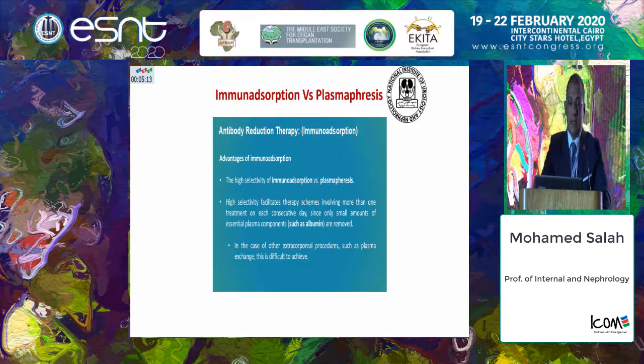This is the comparison of immune absorption versus plasmapheresis. Example, antibody reduction therapy, immune absorption. Advantages of immune absorption is it is highly selective versus plasmapheresis. High selectivity facilitates therapy schemes involving more than 1 treatment on each consecutive day, since only small amounts of essential plasma components such as albumin are removed. In the case of other extracorporeal procedures, such as plasma exchange, this is difficult to achieve.